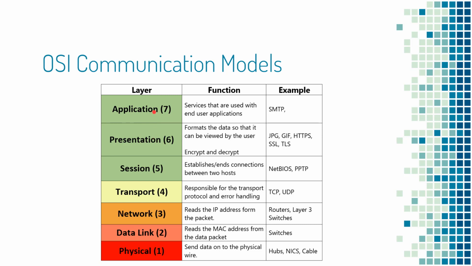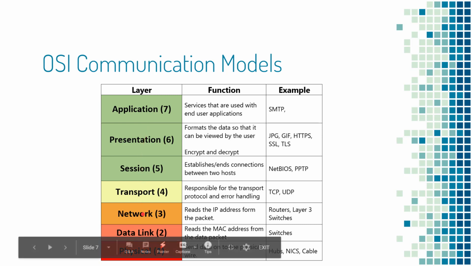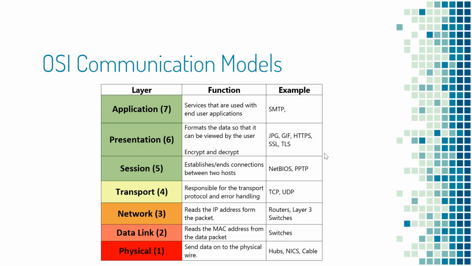So this is the first one, which is application, presentation, session, transport, network, data link, and the physical. On the application layer, these are the application protocols that we are using. For example, when you're trying to reach a website or access your email, you are using one of the protocols that work on this layer.